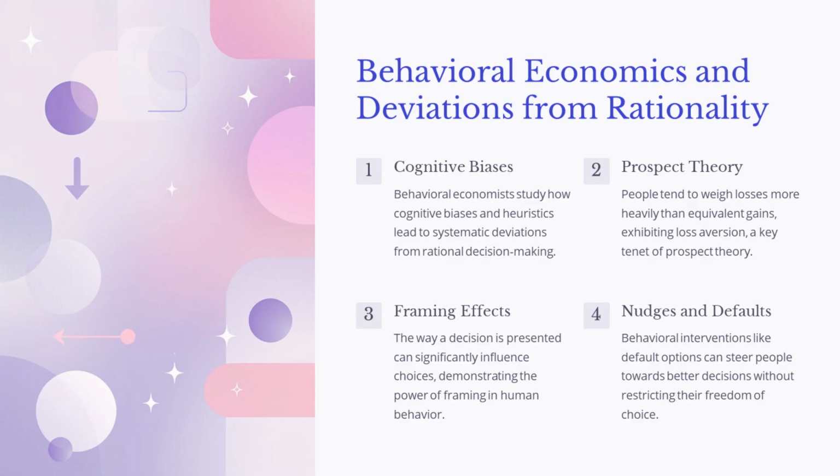loss aversion. Framing effects demonstrate how the way a decision is presented can significantly impact the choices people make. Nudges and defaults are behavioral interventions that can steer people towards better decisions without restricting their freedom of choice.